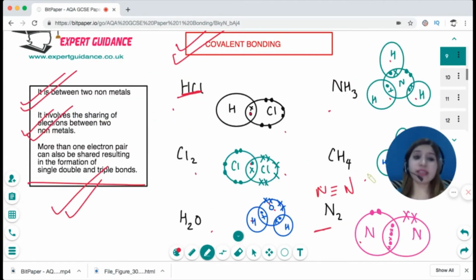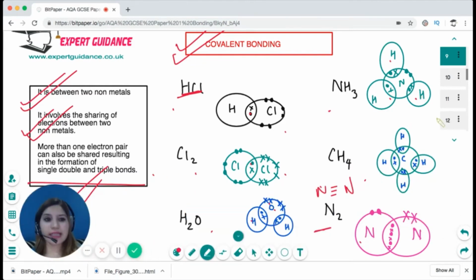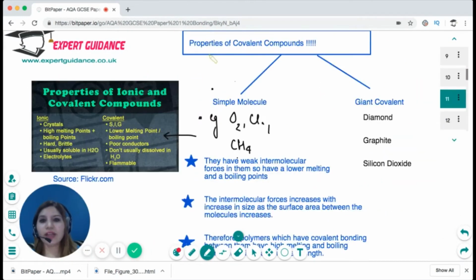Please make sure you understand them because they are often asked in the exam. Okay, now since we have done covalent compounds, we should know the properties of them. Covalent compounds are classified into simple molecular and giant covalent. Simple molecules are oxygen, chlorine, and methane.